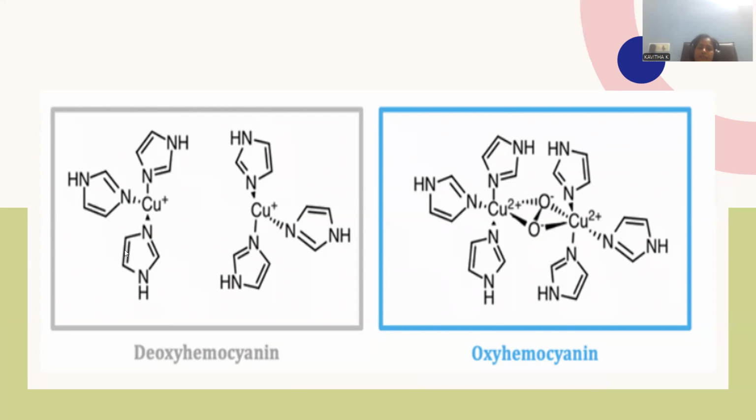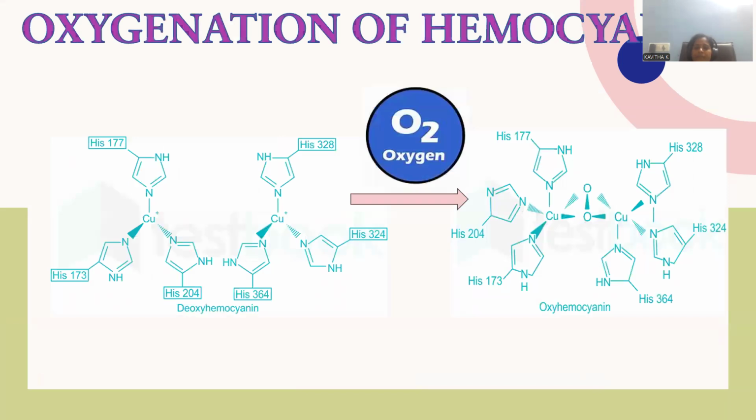Deoxy is the d10 configuration. Oxy is the d9 configuration. Odd electrons are absent in the deoxy form. Odd electrons are present in the oxyhemocyanin. This is the way you can compare some distinctive factors between the deoxy and the oxyhemocyanin. Whenever the 2 individual units bind with oxygen, giving rise to oxygen bridging between the 2 copper metals, this is said to be oxygenation of hemocyanin, which exists in a blue color.